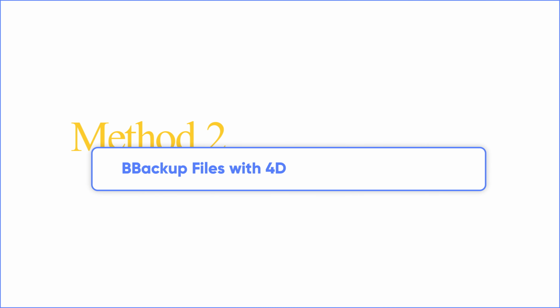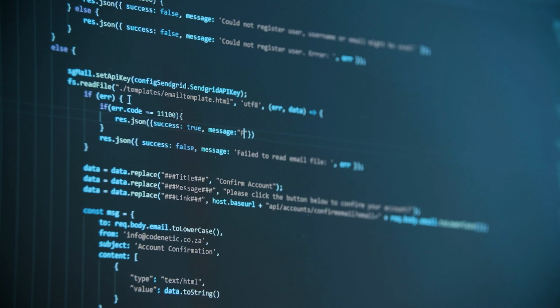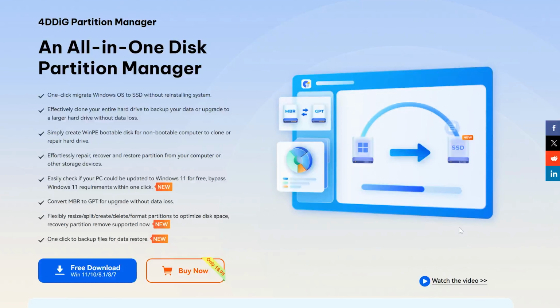Method 2. Backup files with 4DDiG Partition Manager. More efficient? Now, File History is great for basics, but it has some limitations in speed and function. What if you need more power? Like cloning your entire drive before upgrading hardware? That's where my secret weapon comes in: 4DDiG Partition Manager.